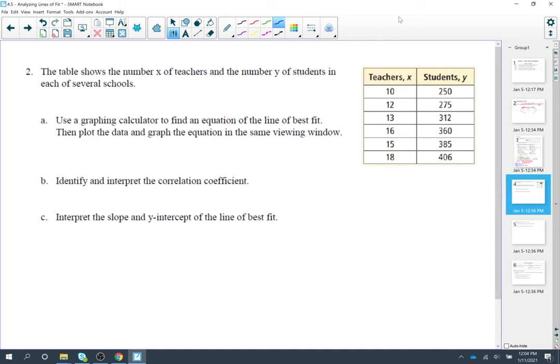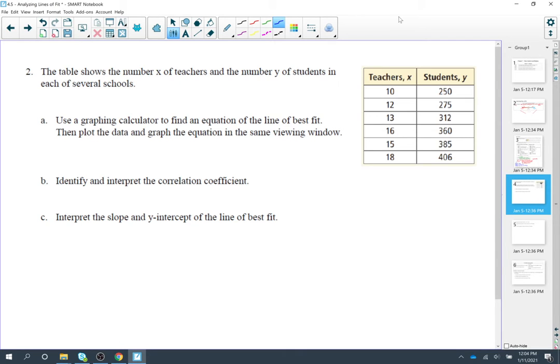Example 2. The table shows the number X of teachers and the number Y of students in each of several schools. Part A, use a graphing calculator to find an equation of the line of best fit, then plot the data and graph the equation in the same viewing window.